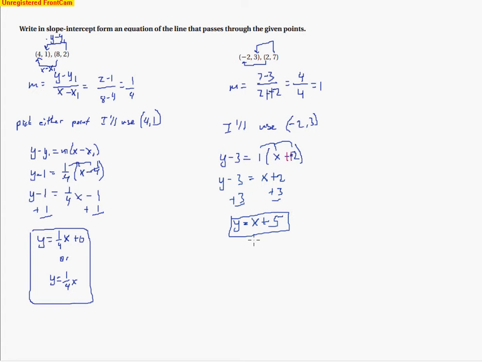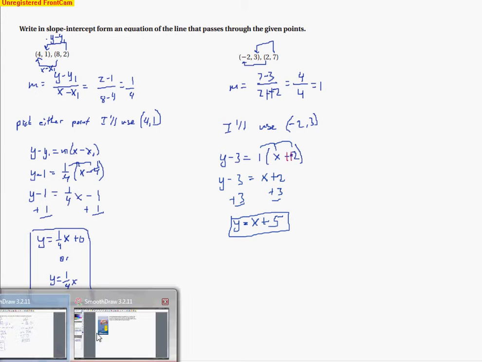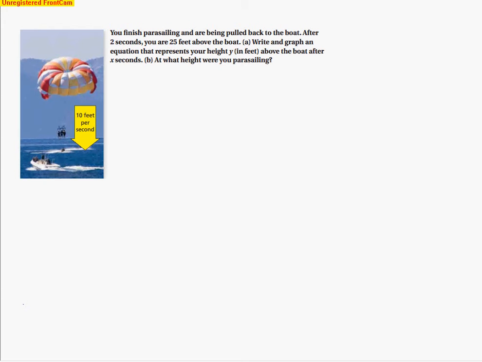So looking at our next problem, it's this parasailing problem, and it says that you finish parasailing and are being pulled back. Okay, so that tells us something about what's going on. After 2 seconds, you are 25 feet above the water. Write an equation to represent the situation.